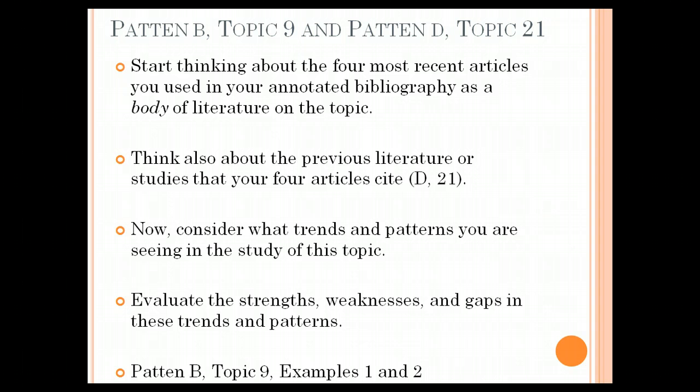Okay. The next slide is based on Part B, Topic 9, and Part D, Topic 21. So, when you're starting to think about your literature review, start thinking about the 4 most recent articles by date you used in your annotated bibliography as a body of literature on the topic. Think of all of them being like a field of scholarship on your topic. That here is all the literature, or all of the most recent literature, about my particular research topic.